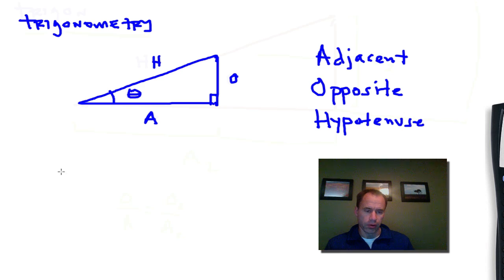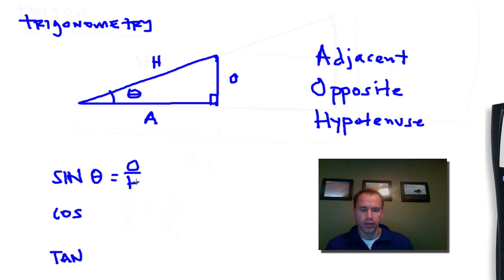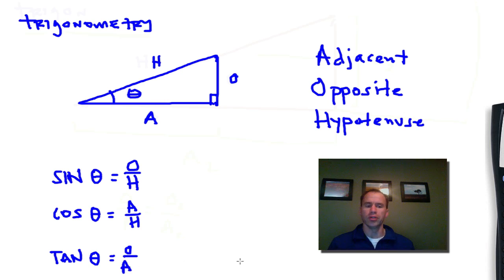And the code words for those are sine, cosine, and tangent. Right? So sine of theta equals the opposite side divided by the hypotenuse. The cosine of theta equals the adjacent side divided by the hypotenuse, and the tangent of theta equals the opposite side divided by adjacent.